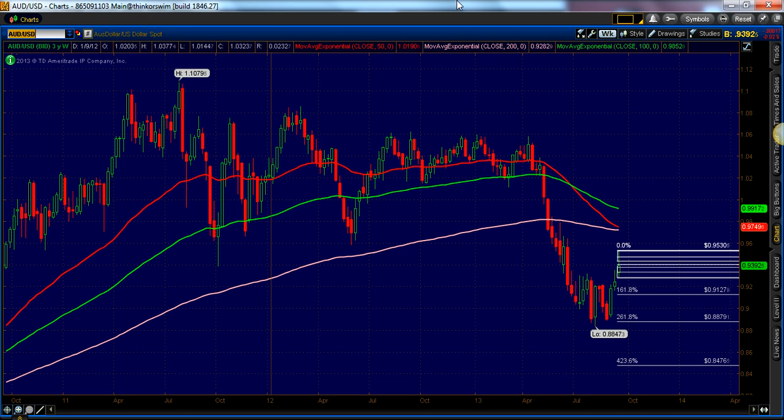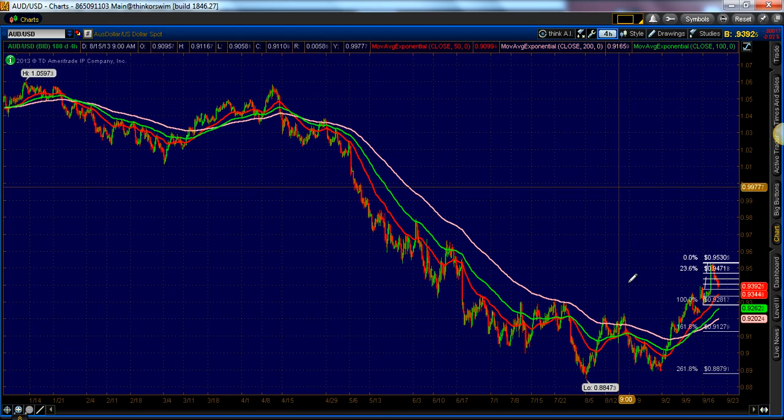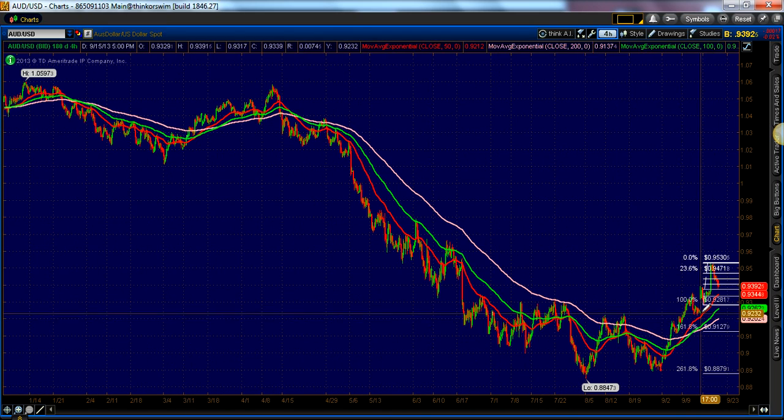Along with Aussie dollar, I do still like Aussie dollar to the upside. Though it's going to be struggling a little bit here, and this unfilled gap worries me. But I still do like it to the upside. I'll definitely be keeping an eye on it for opportunities and setups that may provide buying opportunities.